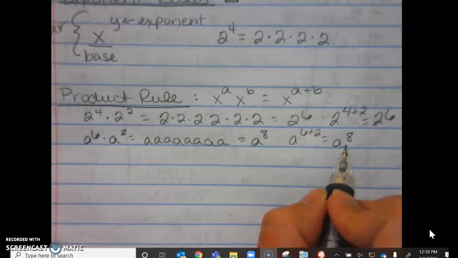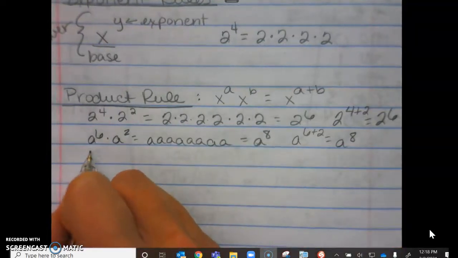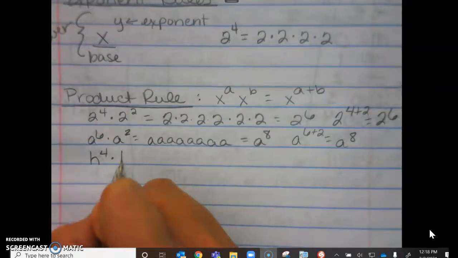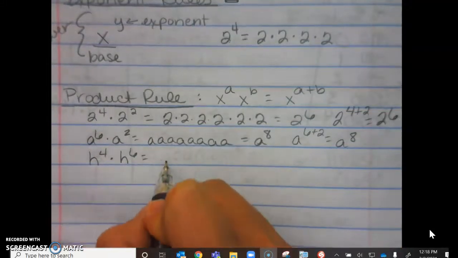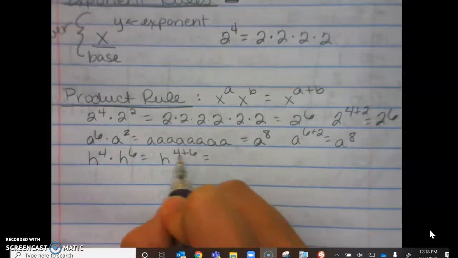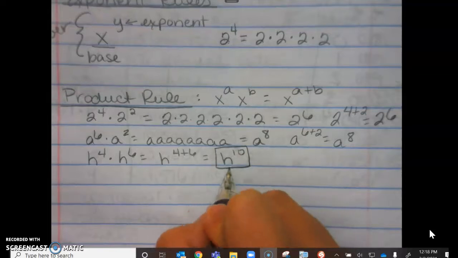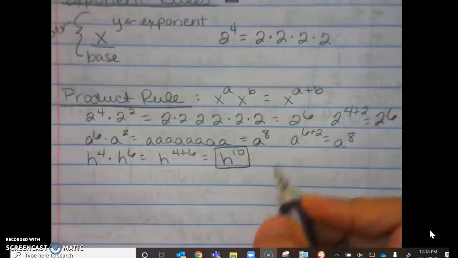So I have a couple more. Let's do this one without writing it out. Let's use the rule: h to the 4th times h to the 6th. So we would say h to the 4 plus 6. 4 plus 6 is 10. H to the 10th. And that would be our simplified exponent.